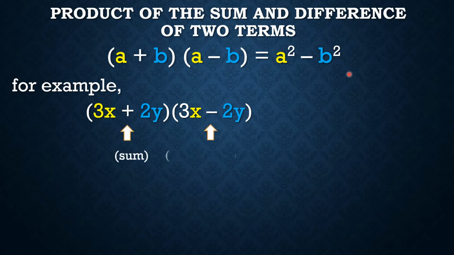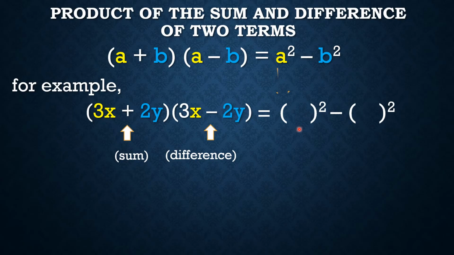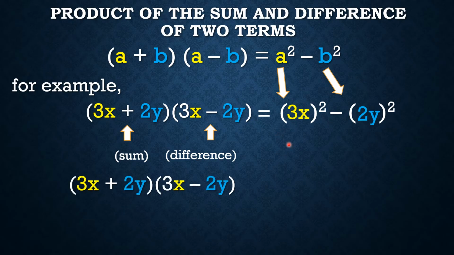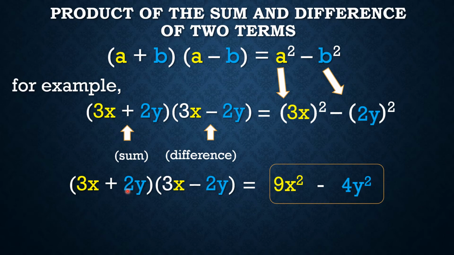Okay, so by using the above identity, we just simply put the first terms here, 3x, and then yung second term na 2y here. By simplifying and performing the operations, we get 3x squared means 3x times 3x is 9x squared, then minus 2y times 2y is 4y squared. So this is it. This is the product of these two binomials.